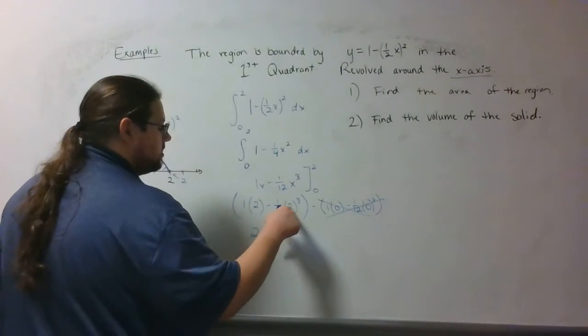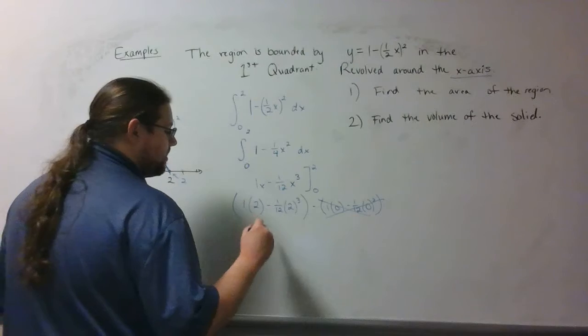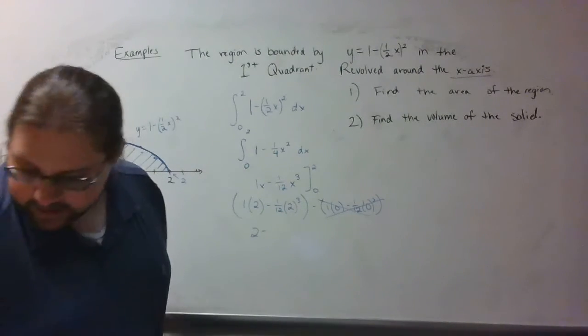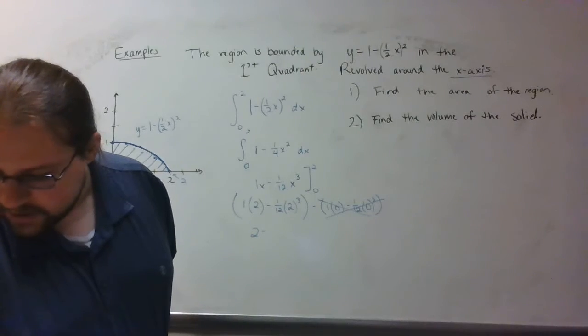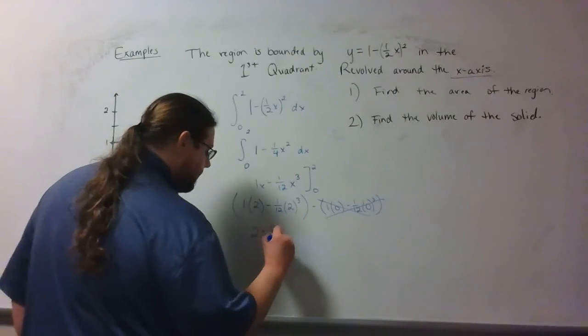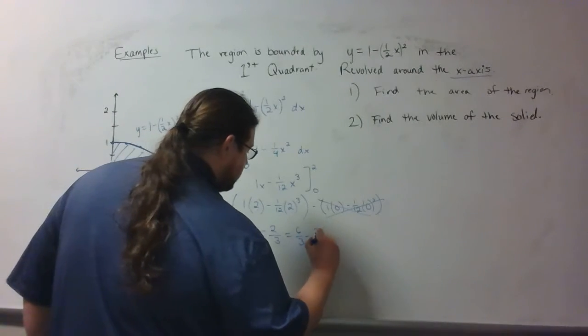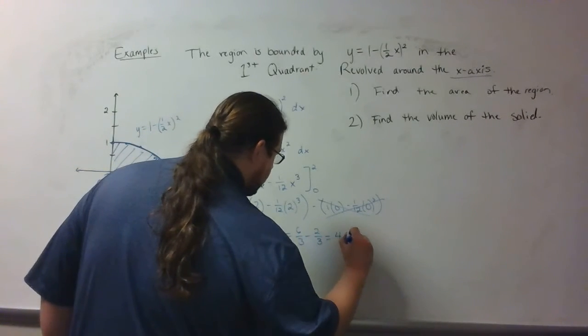2 minus, 2 cubed is 8. And I'm going to do 8 over 12, which should be, let me just double check just to be sure, 8 over 12 should be 2/3, okay? All right. 2 is going to be 6/3 minus 2/3 makes 4/3.